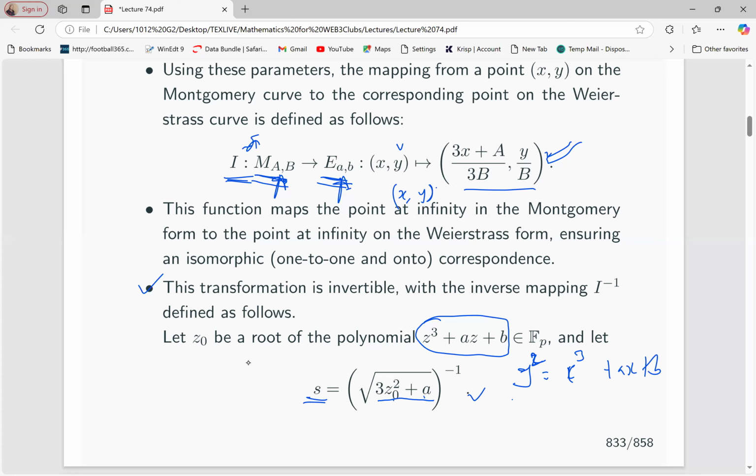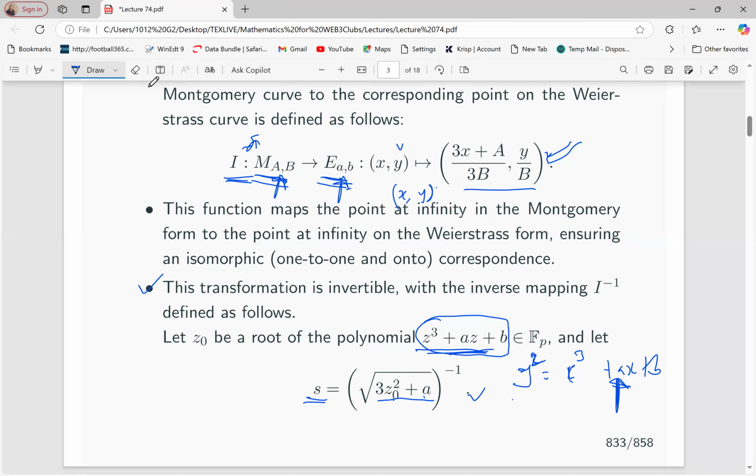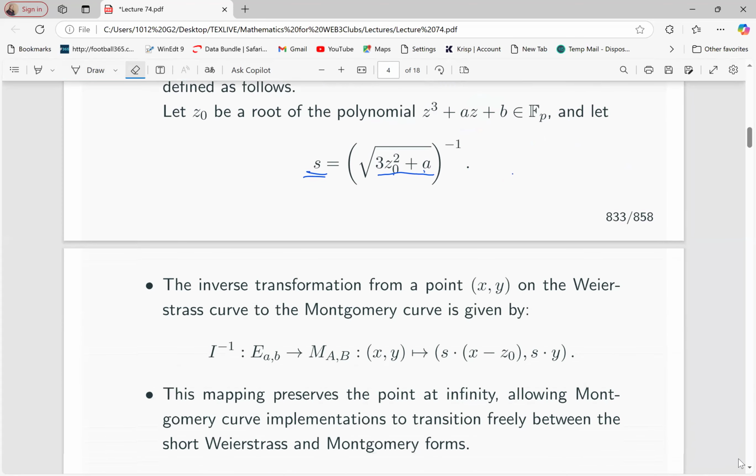So you have to use this equation to find a solution to this polynomial. If you equate it to 0, find a solution, then square that solution and add A. A is just coming from the short Weierstrass equation. You take the square root of the answer, and the inverse of that square root gives you the scaling factor. Once you have the scaling factor, you can calculate the points on Montgomery straight away, using this formula.